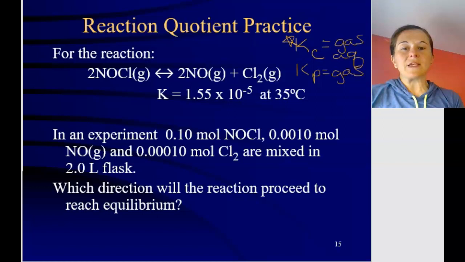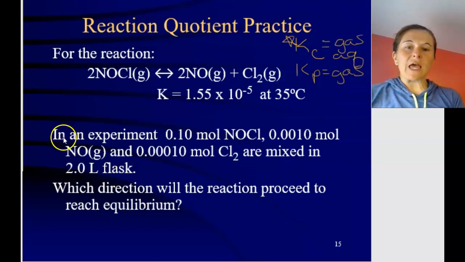Tried to keep it easy. Which direction will the reaction proceed to reach equilibrium? All right, let's set this up. I need a blank slide. Hold on one moment. All right, so I have my blank slide in place now.